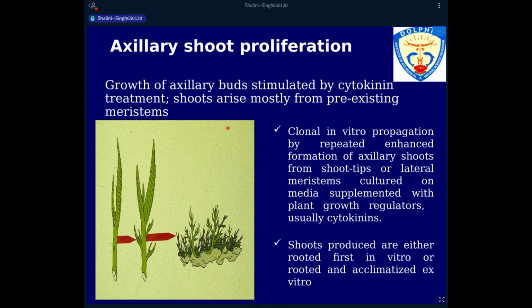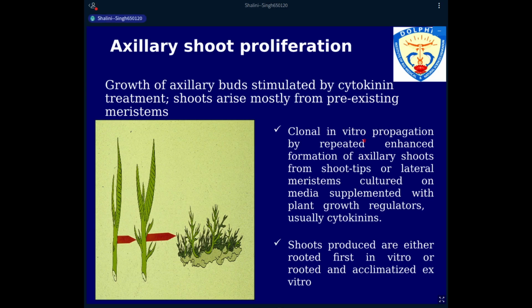So this is axillary shoot proliferation. Here you can see the axil of the leaf. This is the axil. These are known as axillary buds. The growth of axillary buds is stimulated by cytokinin treatment, because you are raising the shoots. These shoots arise from this meristem, and these are known as axillary buds.